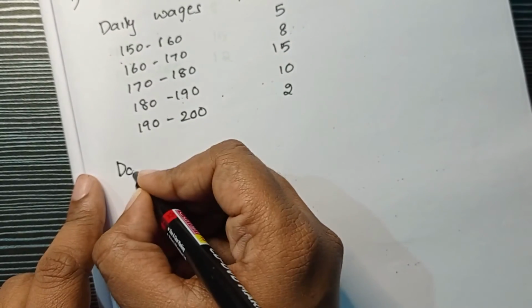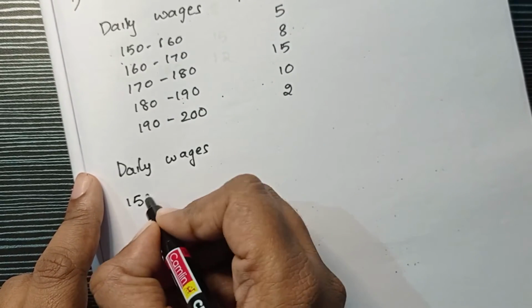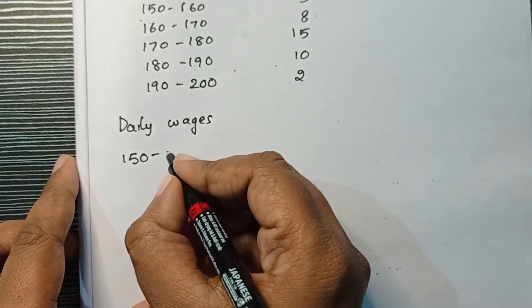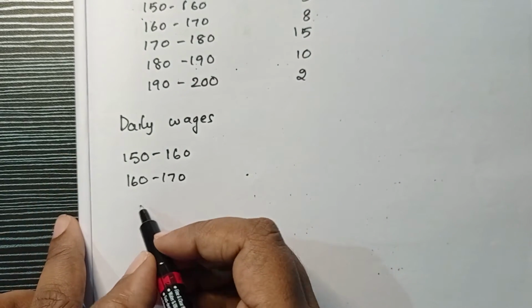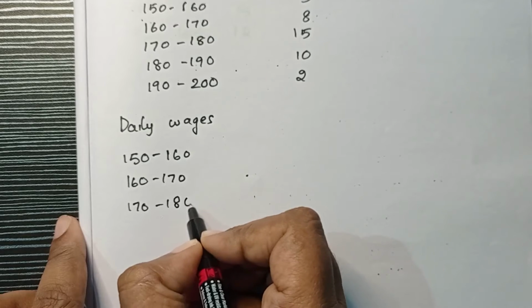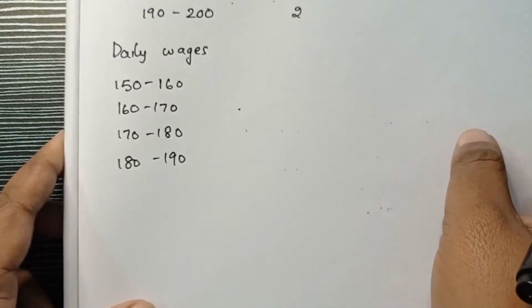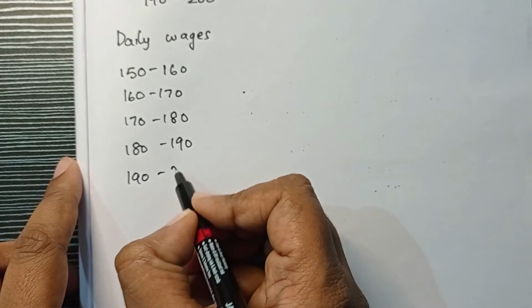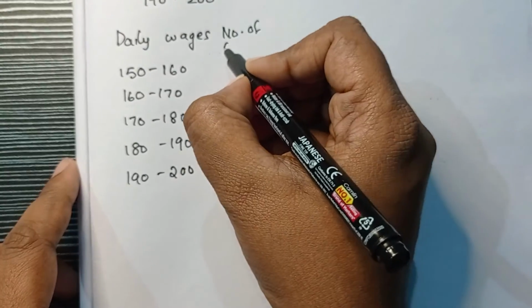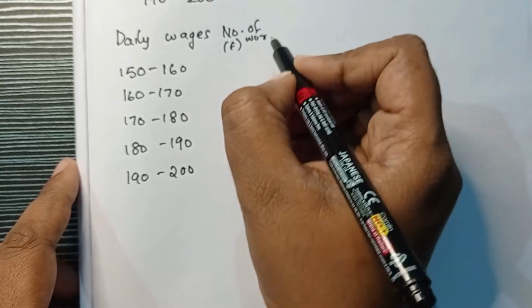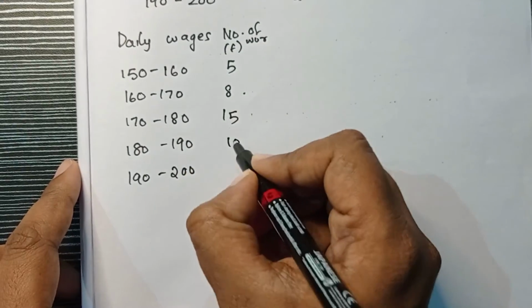So daily wages are given as 150 to 160, 160 to 170, 170 to 180, 180 to 190, 190 to 200. Now the number of workers, that is the frequency, I'm just going to write frequency. The number of workers is given as 5, 8, 15, 10, 2.